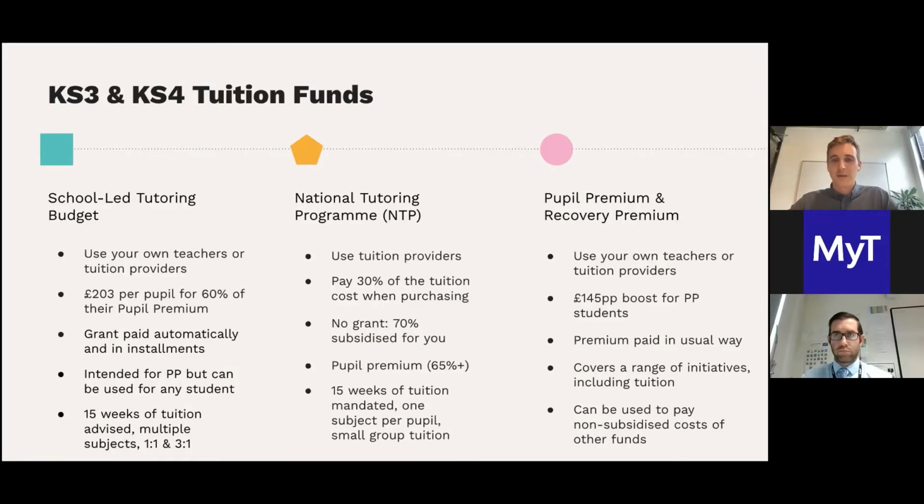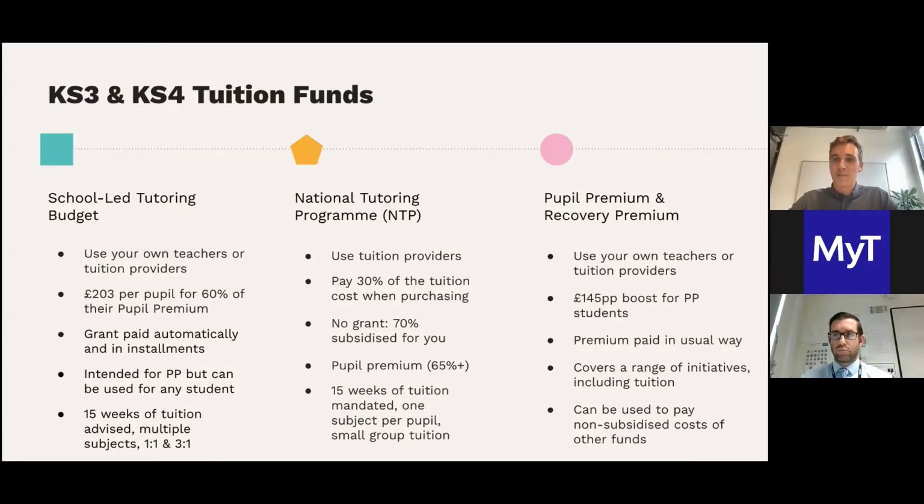So there are a couple of caveats on this. 15 weeks of tuition is mandated. So that's what they've asked that we work with in schools. Not a bad thing. One subject per pupil is a caveat worth noticing. So if you've got a student that needs a crossover grade, for example, in maths and in English, you might want to look down the School-Led Tutoring budget route for that part of the proposal.